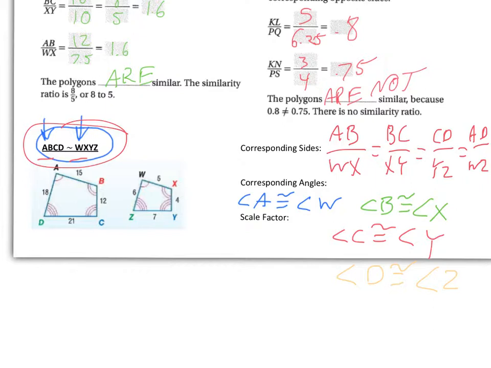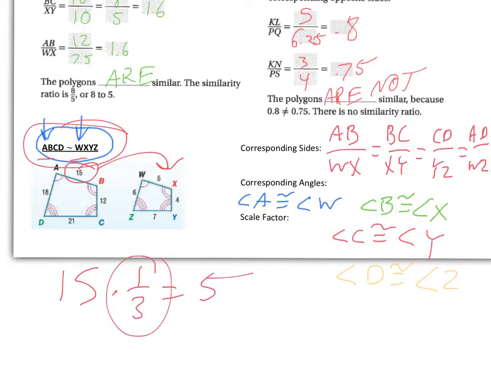Now the scale factor: what are we multiplying 15 times to get to 5? Well, 15 times 1/3 equals 5. So my scale factor is 1/3. Remember, we're going from large to small, so we know that it's going to be less than 1. So my scale factor is 1/3.